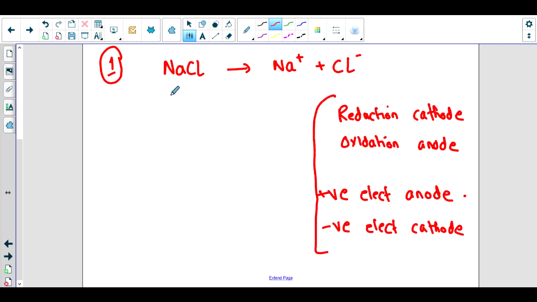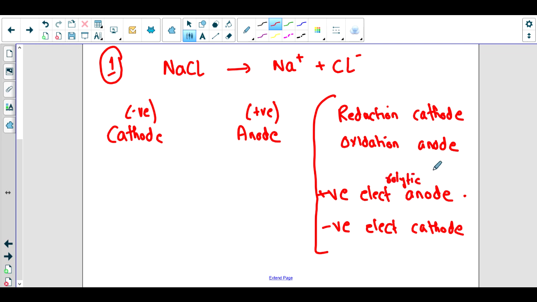Now coming back to the question, one is positive and one is negative. Let's draw two of the terminals. We have, for example, cathode, and we have anode. Cathode we know is the negative terminal, and anode is the positive terminal in an electrolytic cell.